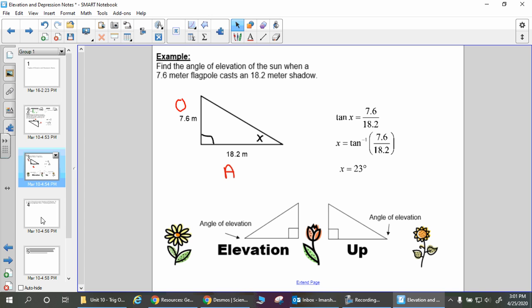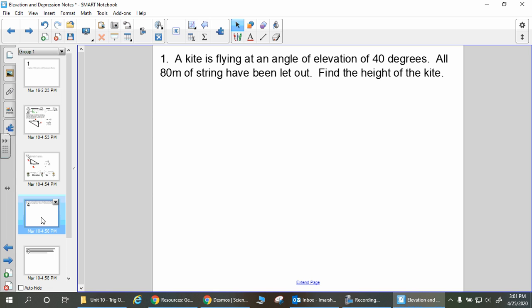Okay, guys, so here's part 2 for our elevation and depression notes. Again, like I said, we're just going to take a look at a few more examples, practice setting up those pictures. On any of these slides, feel free to hit pause, do the problem yourself, come back, hit play, and then watch me do the whole process.